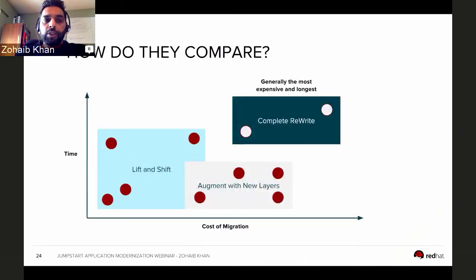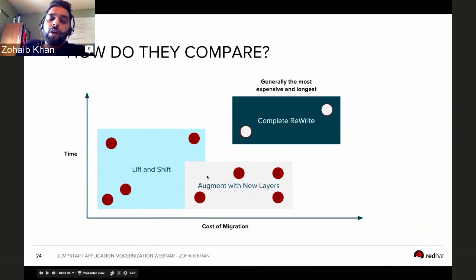So let's see how these patterns compare with each other. As I said, generally people think that rewrite is the easiest one, but what we have found is that rewrite is easier to get started but very hard to finish, because of the things I just described. Lift and shift turns out to be the easiest and fastest to finish, because you are not making any application changes in the first cut. You are lifting the binaries and deploying them into a new paradigm, enabling yourself towards further modernization as a result. So lift and shift can give you the best bang for the buck if you have an application that is the best candidate for it.